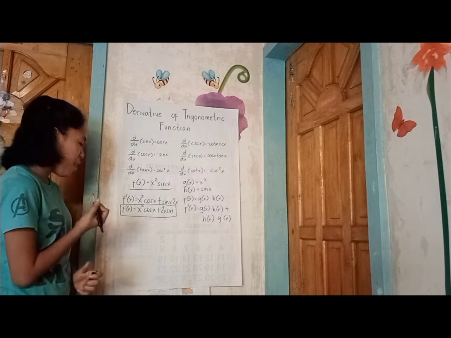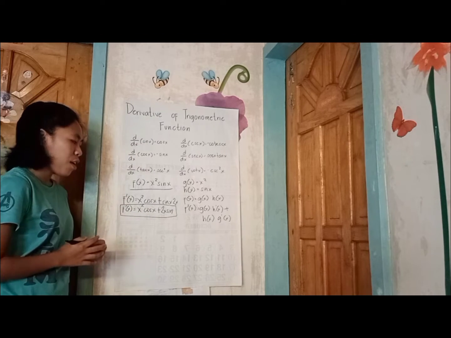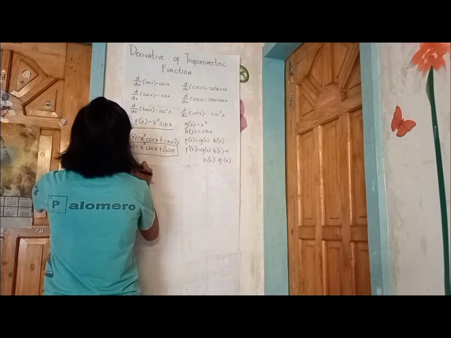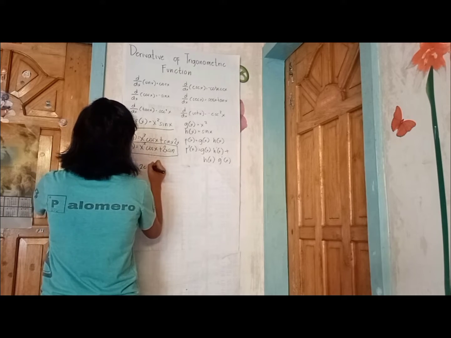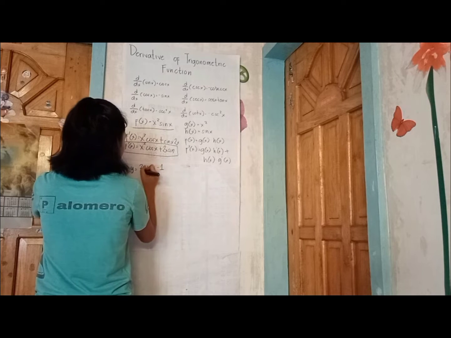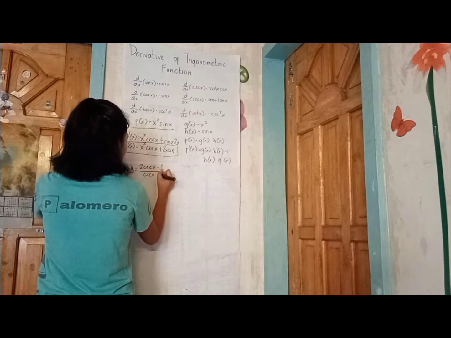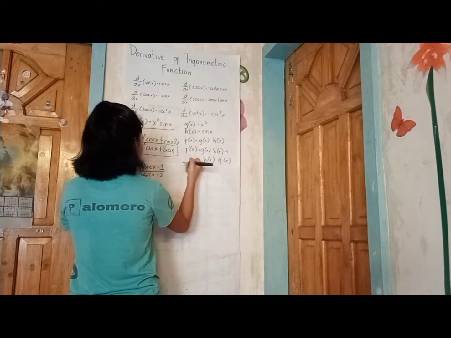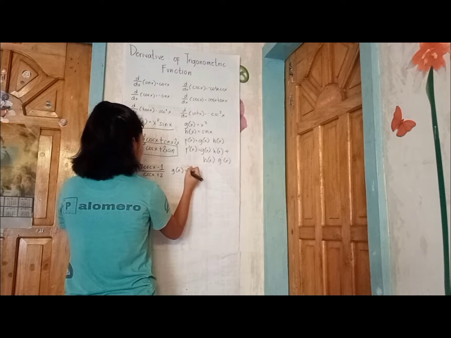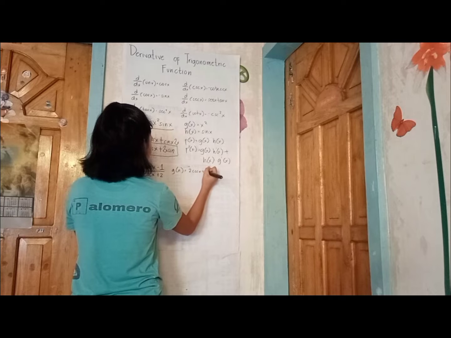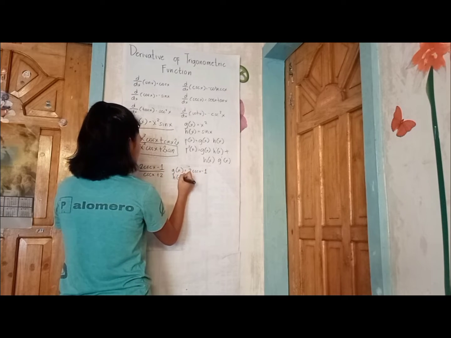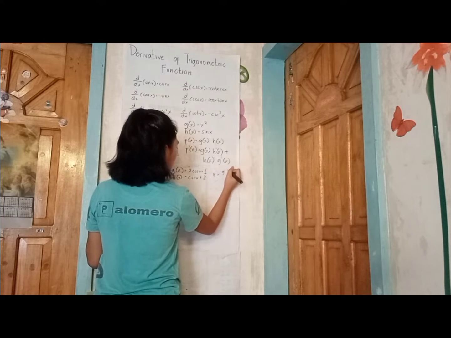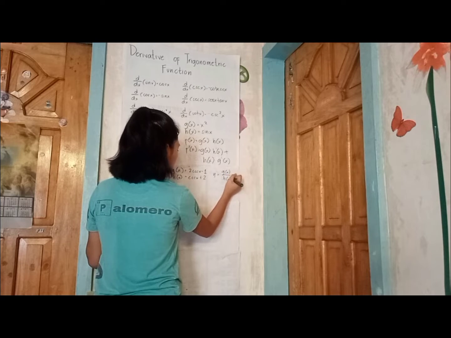F prime of x is equal to x squared cosine x plus 2x sine x. I have another example. Our second example is y is equal to 2 cosecant x minus 1 all over cosecant x plus 2. As you can see, our second example is the quotient of two functions, which, let's say, g of x is equal to 2 cosecant x minus 1, and h of x is cosecant x plus 2. So our y is equal to g of x over h of x.